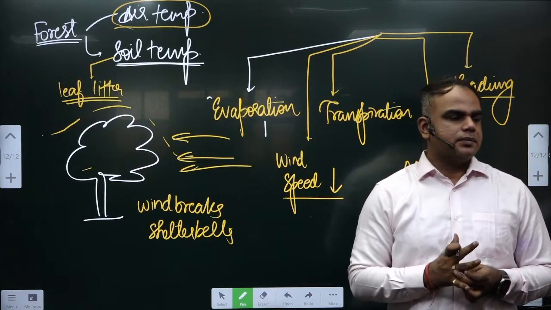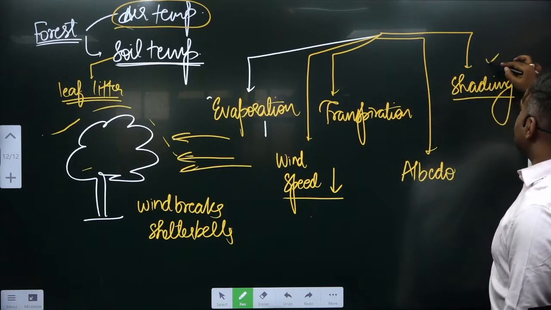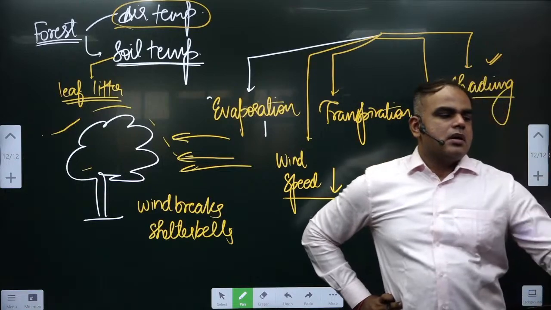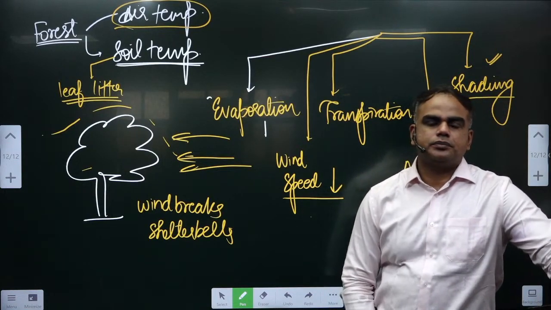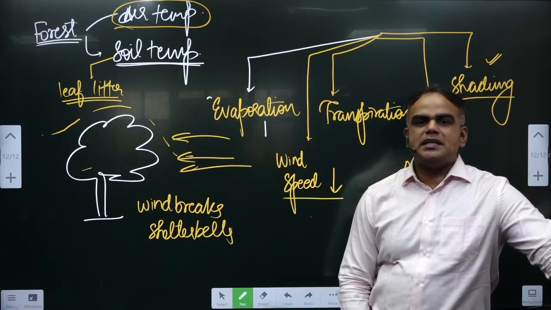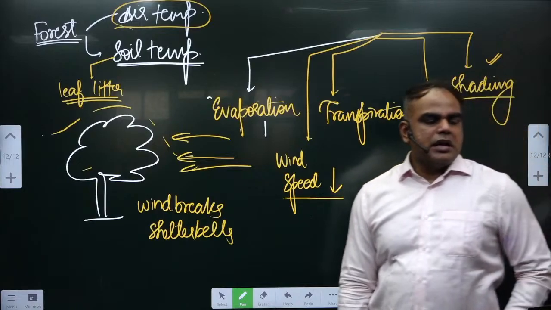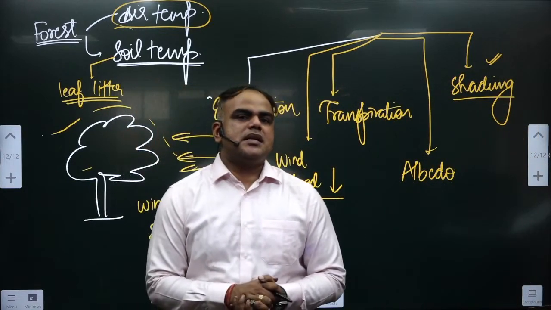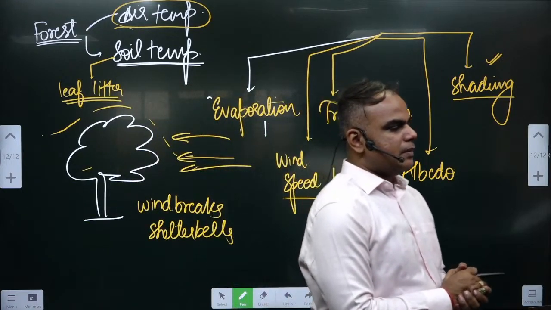Okay, next, when we say shading, here you can write: the tree canopies intercept sunlight, reducing the ground heating.